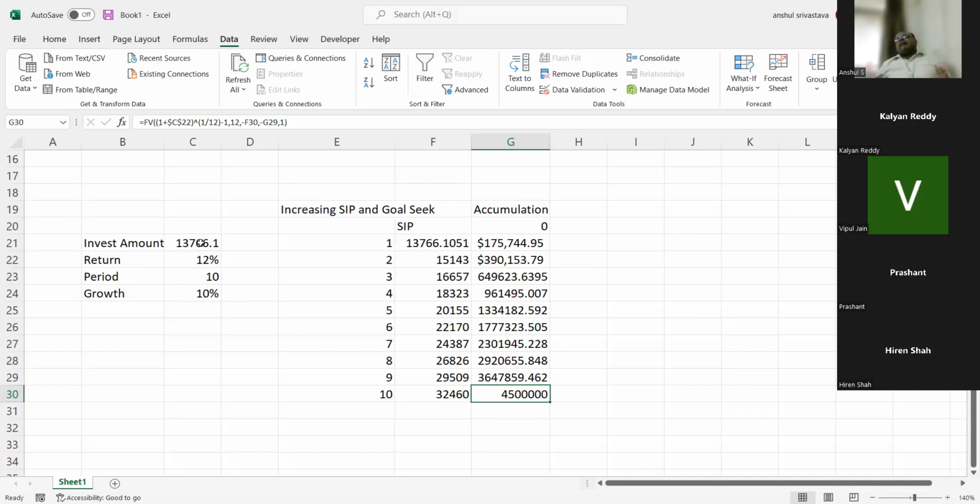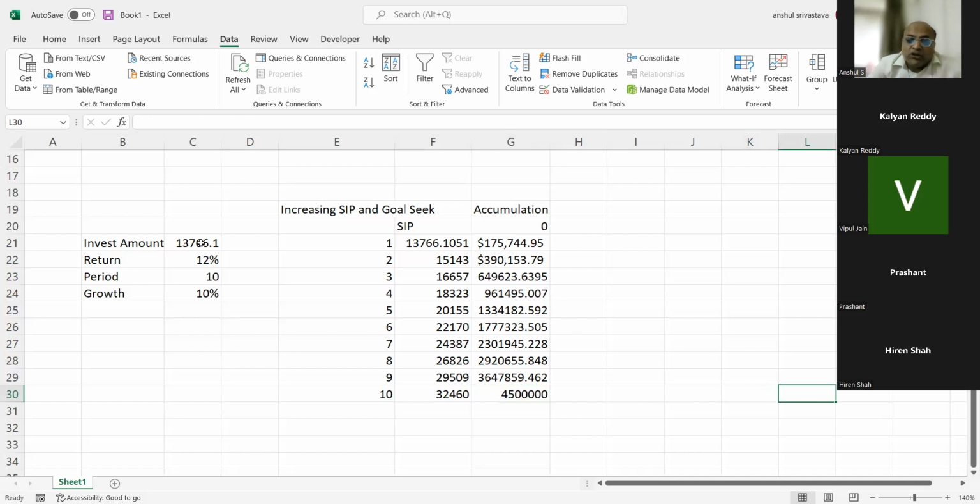So basically, if the client invests 13,766 instead of 10,000, then he will achieve the goal of accumulating 45 lakh over a period of time, by increasing SIP 10% year after year. So 45 lakh wala goal achievable. That's why it's called goal seek.